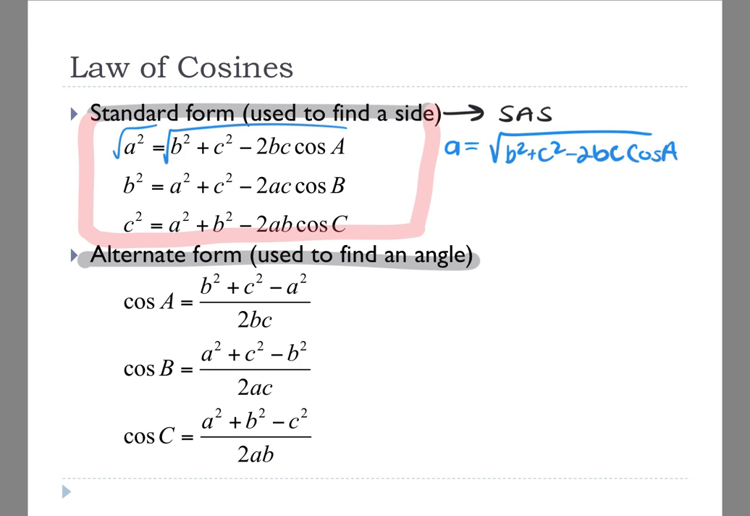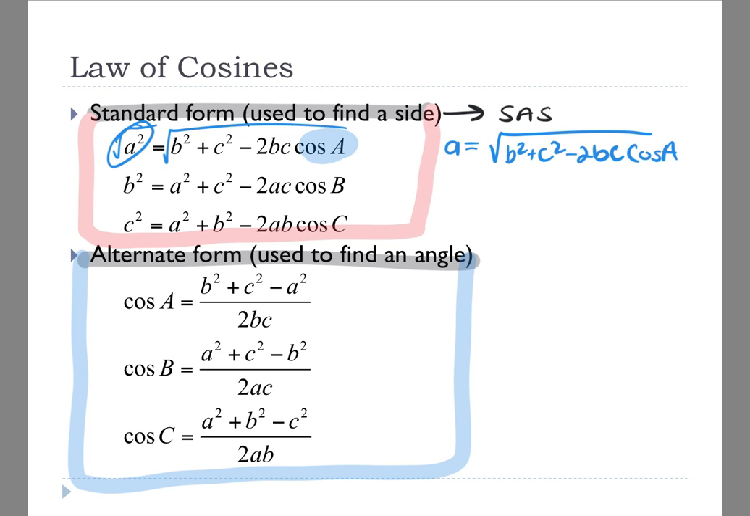Why are we putting it there as square root? Because this is a squared, and at the end I want a. So the last thing you're going to do is square root both sides. Then you've got your alternate form, and really this is just solved for this part of my equation. I would have taken a squared, subtracted b squared, subtracted c squared, divided by negative 2bc, and I would have gotten cosine A. They just did it for you already.